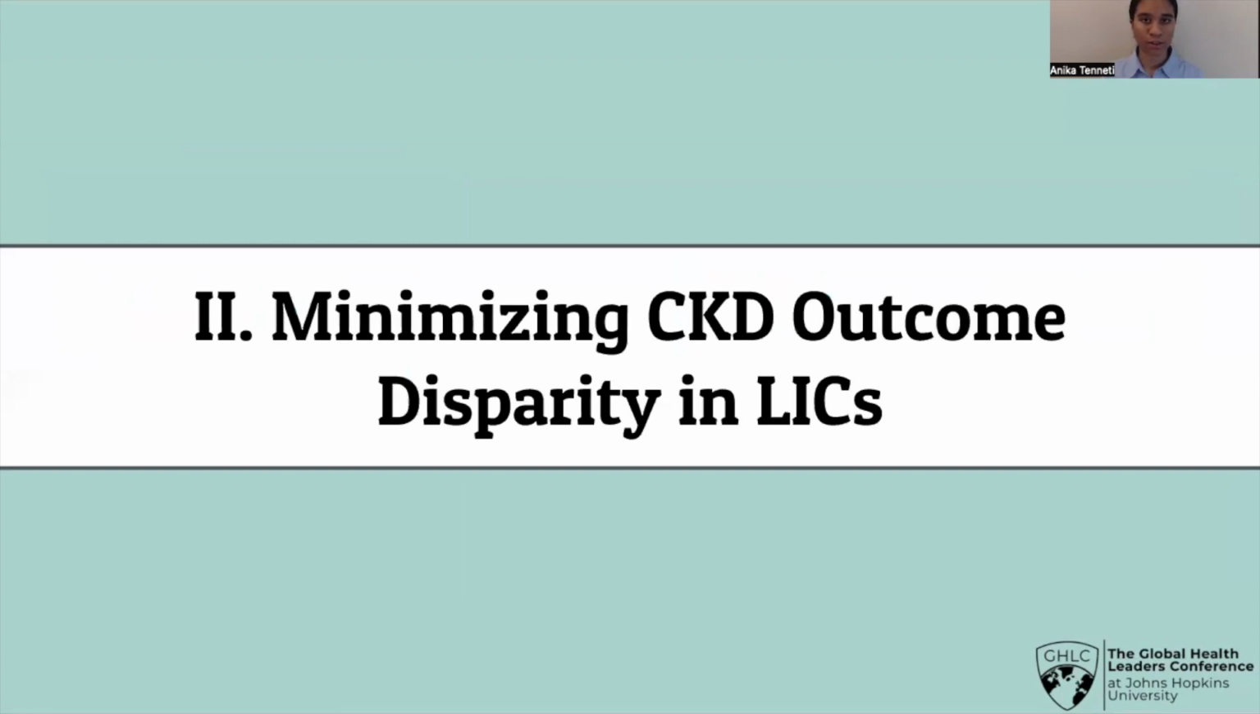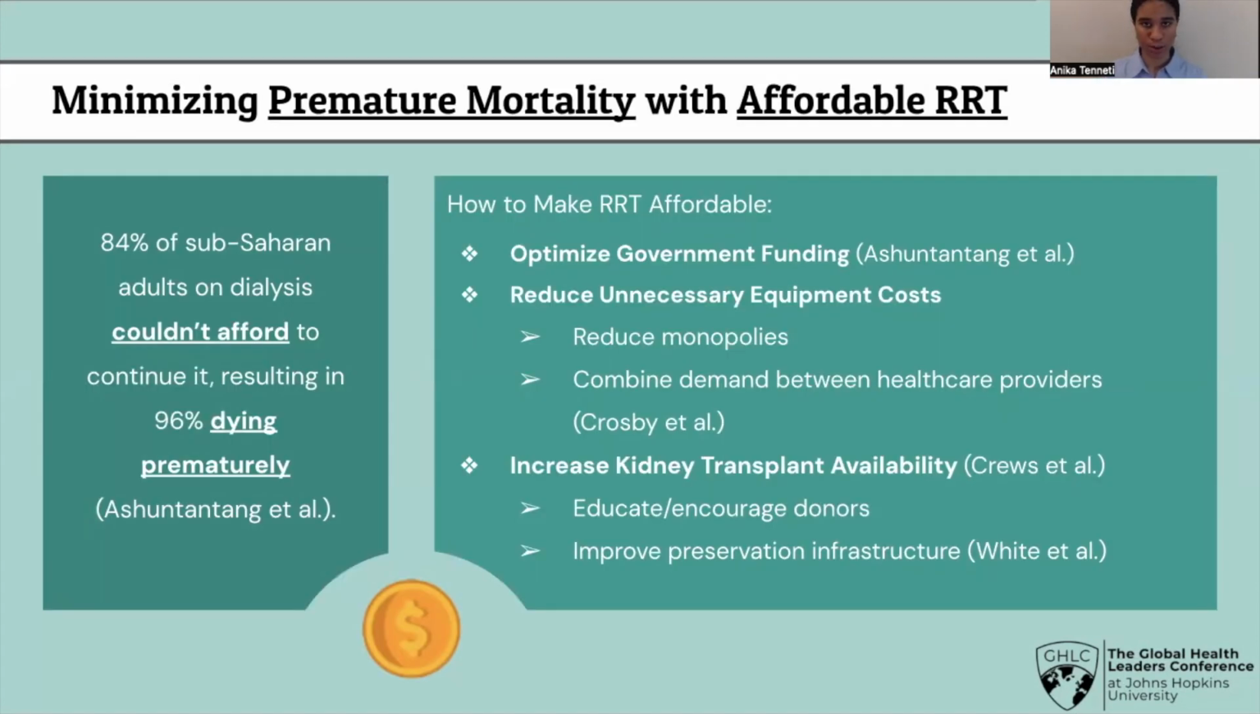Now, I'll narrow down the general causes of poor outcomes that I've established thus far to propose specific strategies to approach the outcome disparity. First, for the cause of the premature mortality disparity. That's likely the prohibitive cost of RRT, as proven by the statistic to the left. So how can RRT be made more affordable?